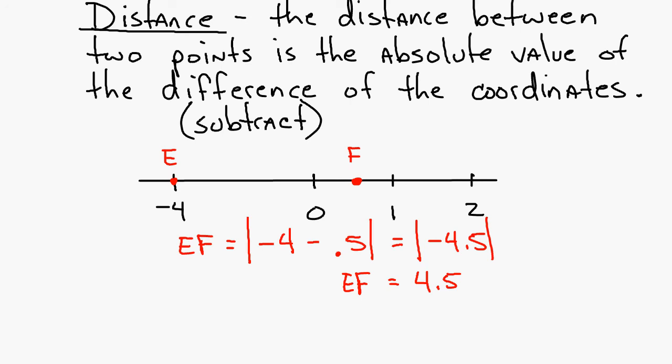The absolute value of a number means how far is negative 4.5 from 0 on the number line. It's 4.5 units, right? That's what absolute value means. So, it's a way to take all numbers and turn them positive, because distance is always positive. Any questions?